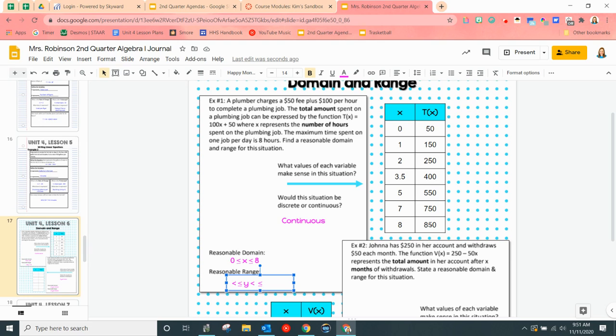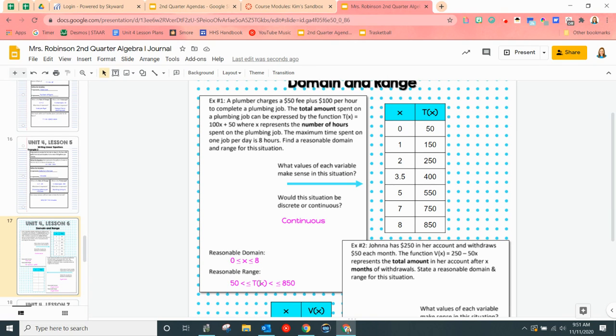Now, what's the reasonable range then? The range is on this side. Because it's continuous, we're still using inequality symbols. That's where you go back to your x values to get your range. If he worked 0 hours, I know my y value for that is 50. If he worked 8 hours, the amount I would have to pay him is $850. And really on this one, I should have put T of X like this because that's how they're representing it. If you want to change that, that would be great. Because really our range is Y, but we're calling our Y T of X.